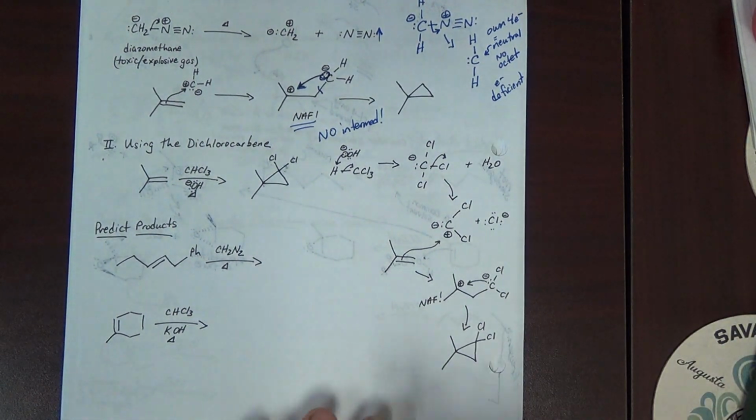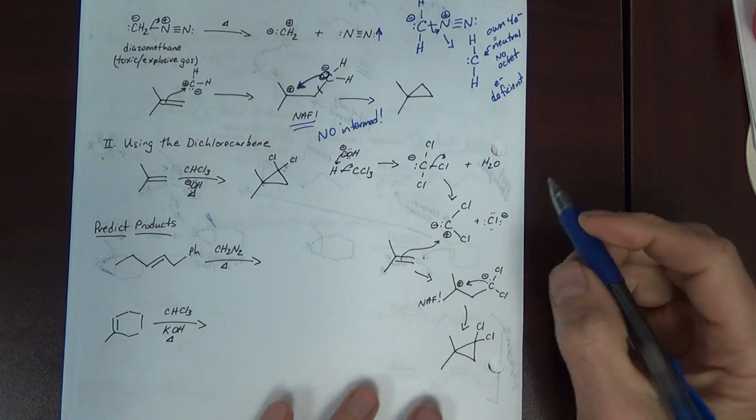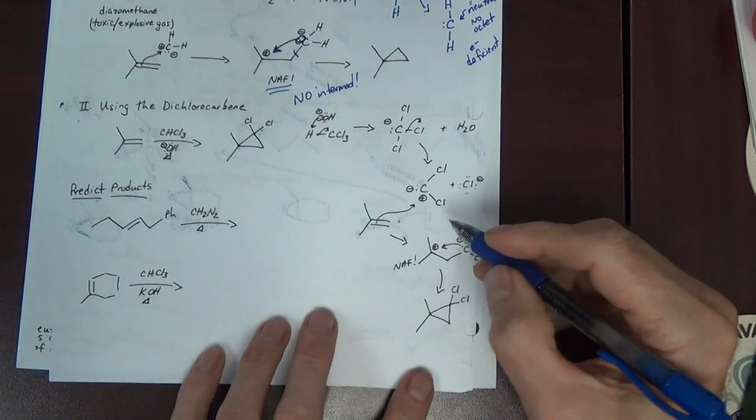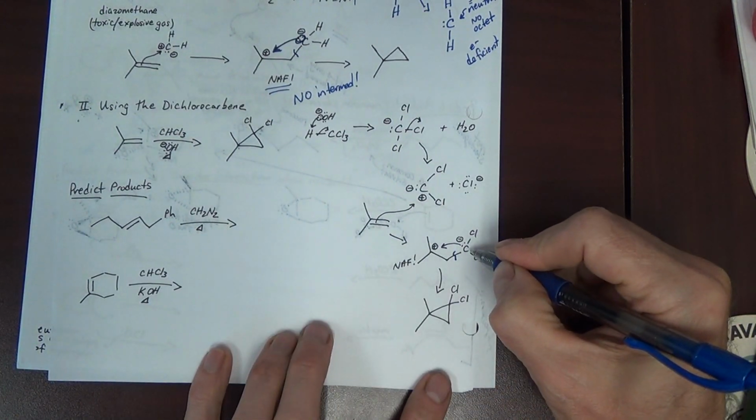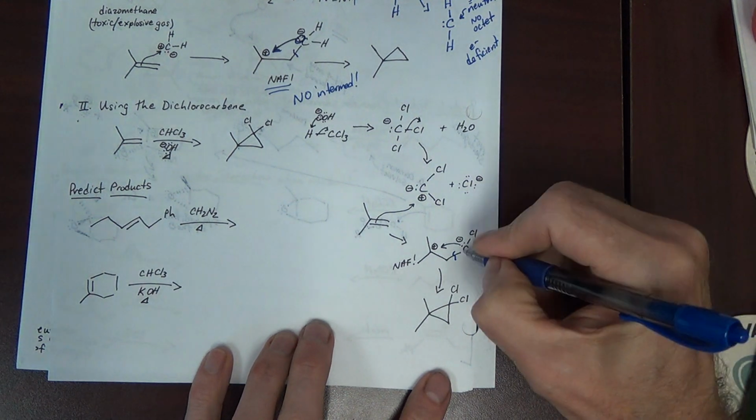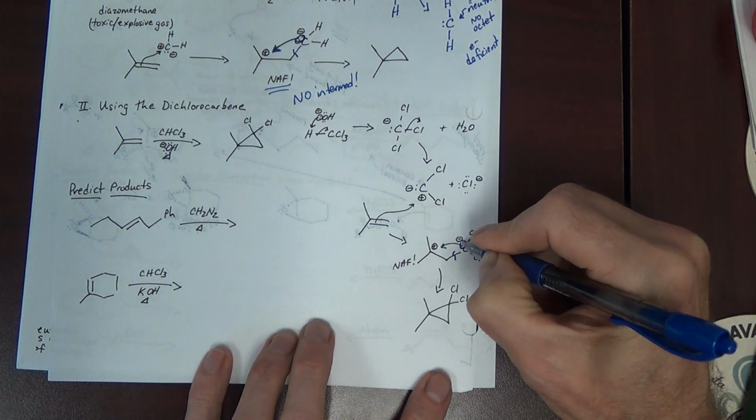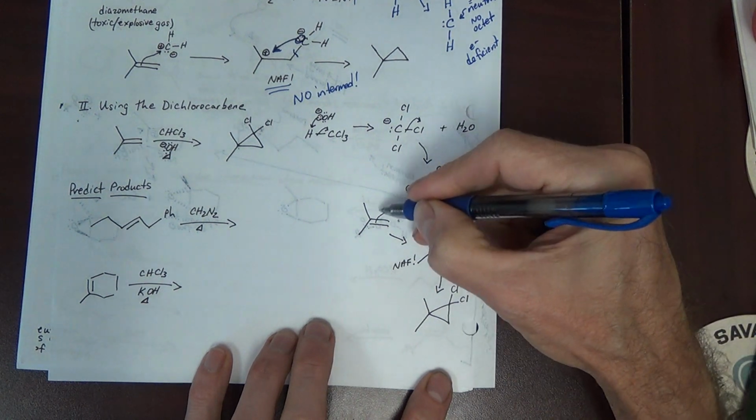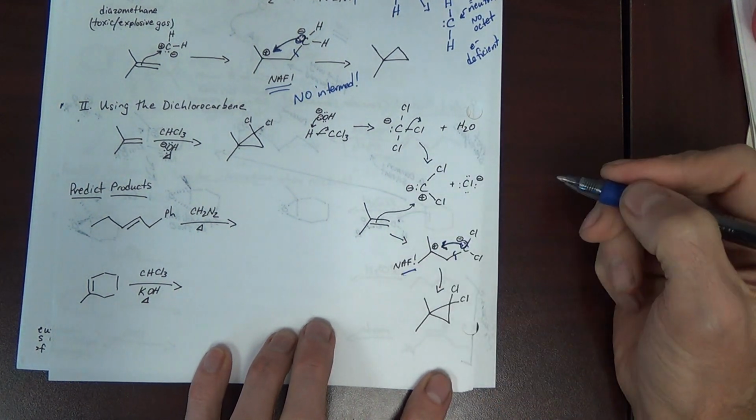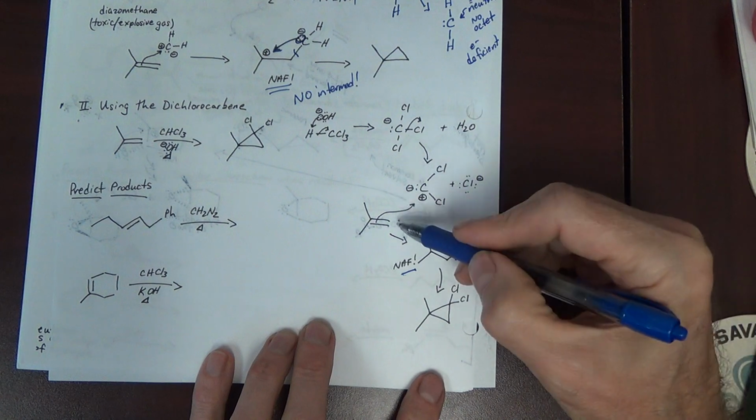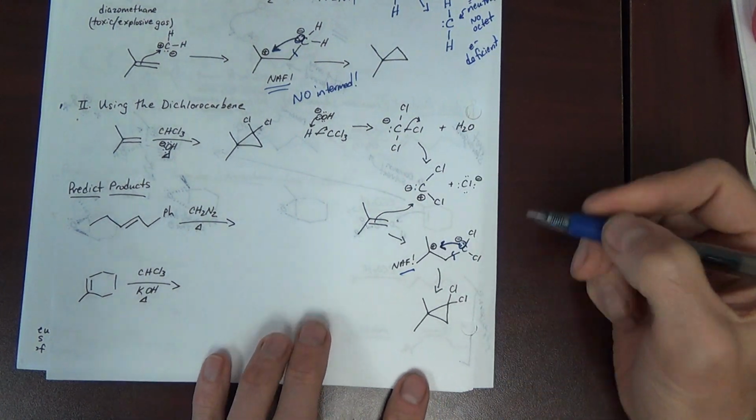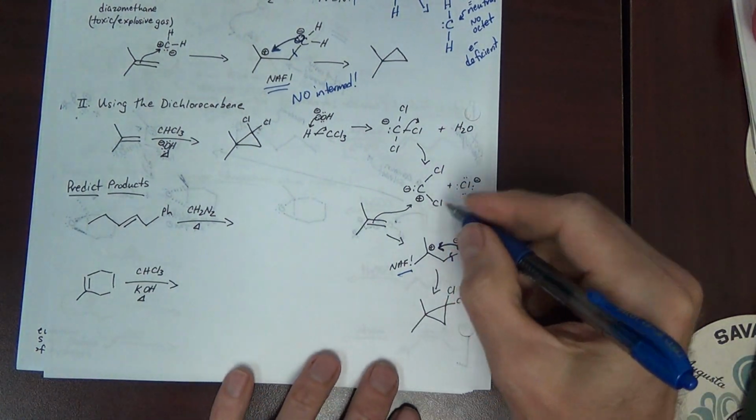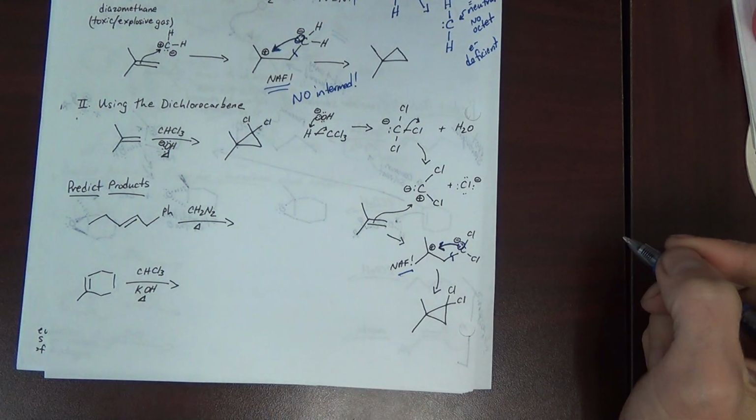Then if the alkene is around, it'll attack, all right, and make the bond to the carbon. Lone pair there. It will immediately back bond. I say immediately, it's actually back bonding at the same time. And this is not actually formed. And so, bam, this forms the dichlorocyclopropane, and there's no intermediate.